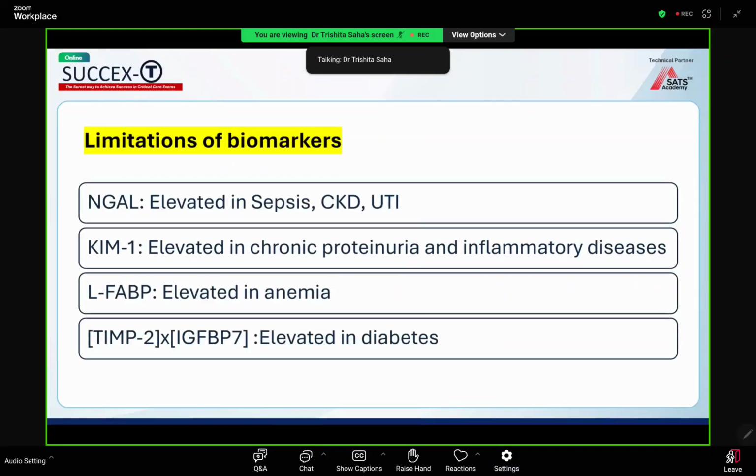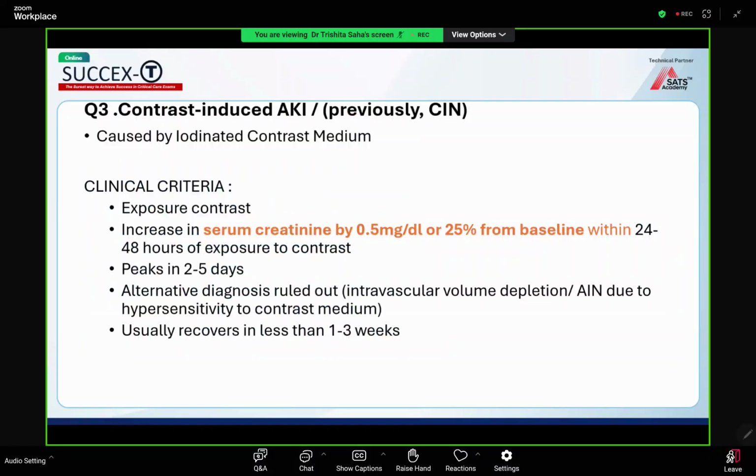Then the next question is about contrast-induced AKI. It is caused by iodinated contrast medium. Previously, it was known as contrast-induced nephropathy.